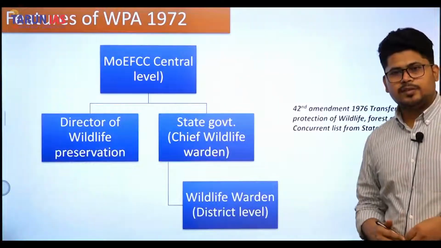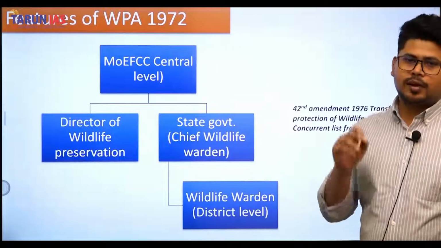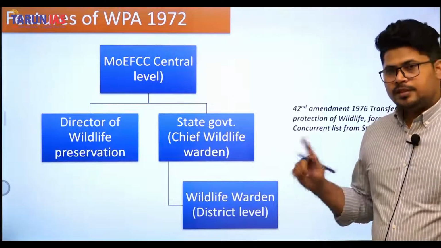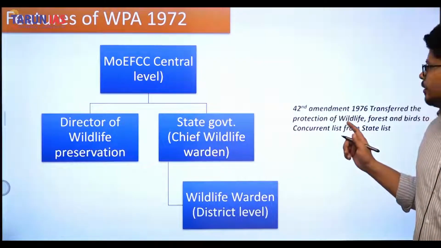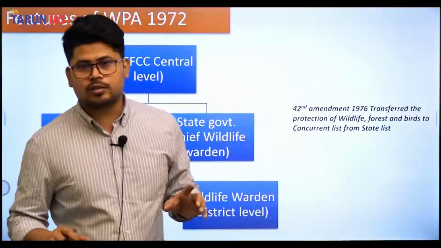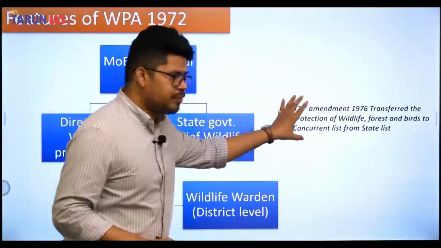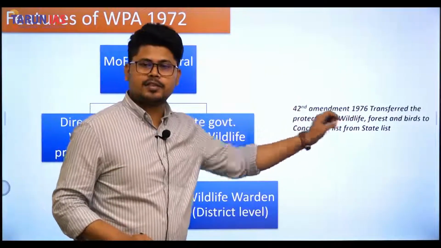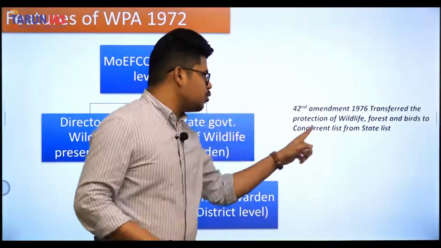Now we will be looking at some very important features of WPA 1972, because in environment, WPA is the very backbone of wildlife governance in India. Okay. So this whole Wildlife Protection Act was brought in 1972, and the protection of wildlife, birds and forests was transferred from the state list to the concurrent list through the 42nd Amendment Act. A very important point for prelims: the 42nd Amendment Act 1976 transferred the protection of wildlife, forests and birds from the state list to the concurrent list.